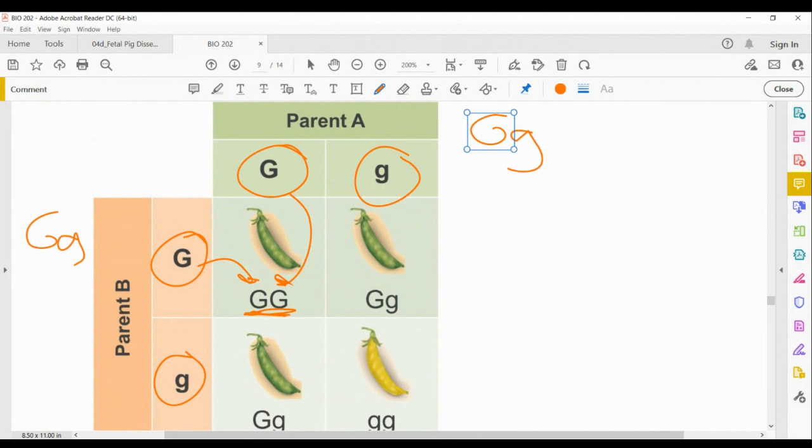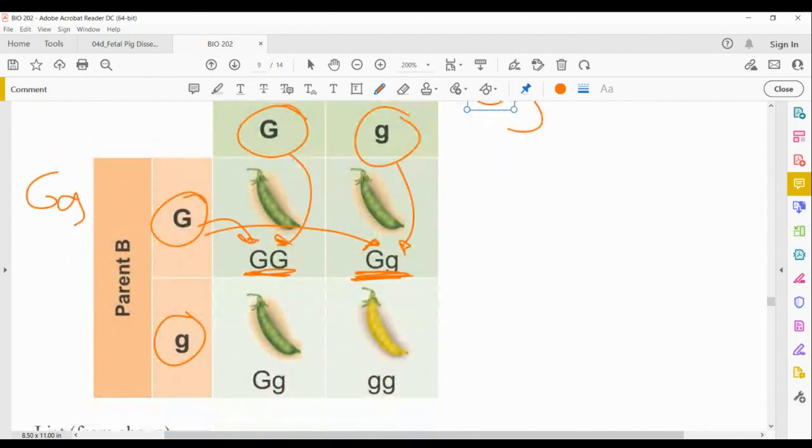In this case, for the first box, it's going to be homozygous dominant. For the second box, we're getting one lowercase from one parent, and from the other parent, we're getting one uppercase. So one recessive, one dominant, so it's going to be heterozygous. The next one, similarly as before, and the final one, homozygous recessive. So we have one homozygous dominant, one homozygous recessive, and then we have two heterozygous genotypes.